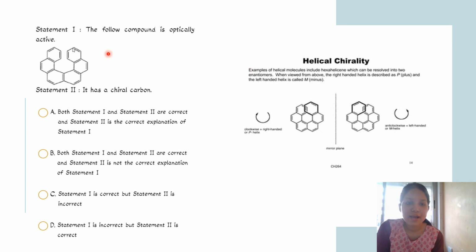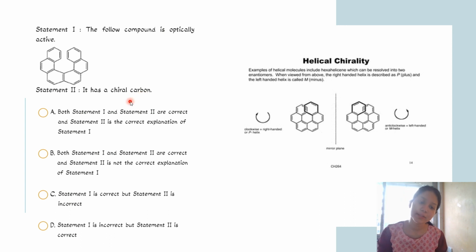Next, you have this question. Statement 1: the following compound is optically active. So this polycyclic molecule is given to you, regarding which another statement is given. Statement 2: it has a chiral carbon. So now let us read the options regarding the statements given.